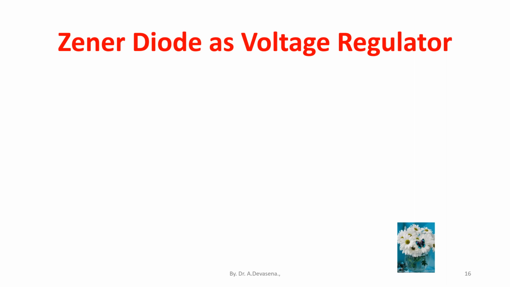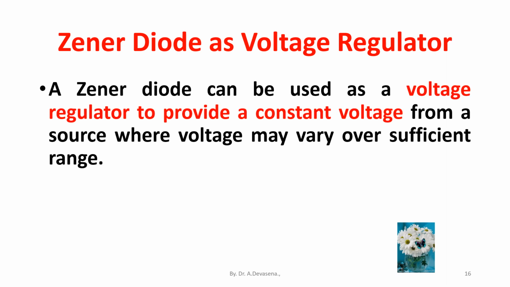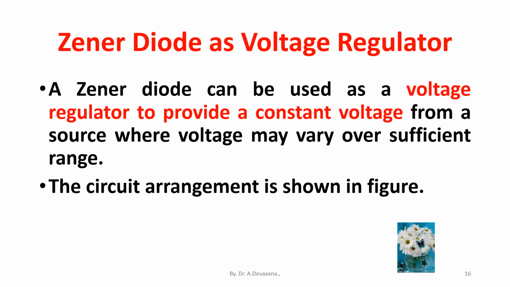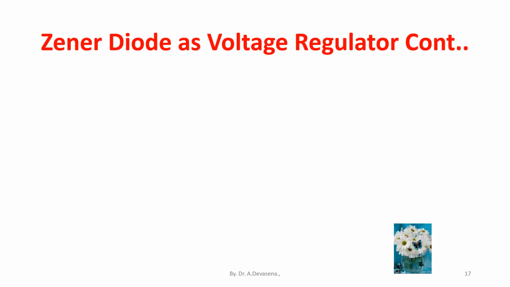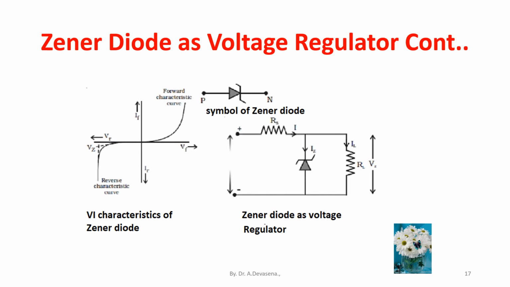Zener diode as voltage regulator. A Zener diode can be used as a voltage regulator to provide a constant voltage from a source where voltage may vary over a sufficient range. The circuit arrangement is shown in the figure. Here is a connection that indicates the Zener diode used as a voltage regulator. In this diagram, the Zener diode is functioning in a reverse bias mode.